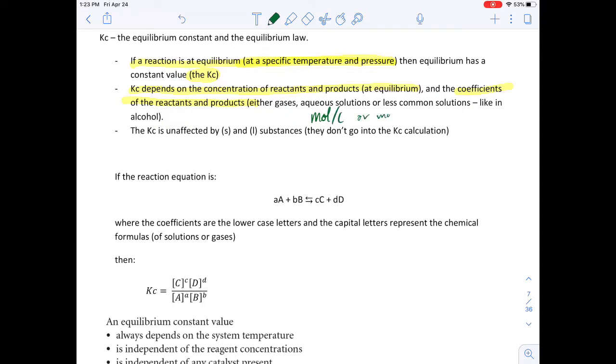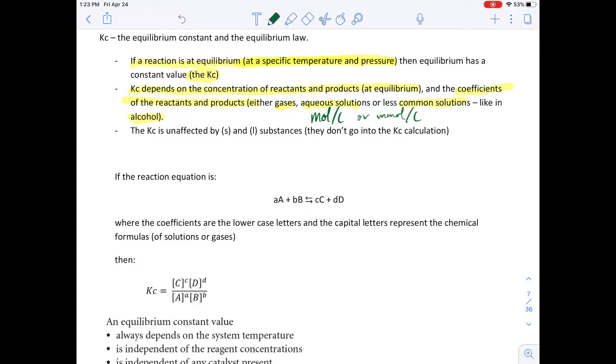or millimole per liter concentration in Chem 30. It's possible to calculate an equilibrium constant using pressure for a constant volume, but we don't do that in this course. We're only going to use things that use mole per liter or millimole per liter. And so that includes gases, aqueous solutions, or less common solutions like things dissolved in alcohol. So it's possible to actually dissolve a bunch of things in alcohol and it makes a solution.